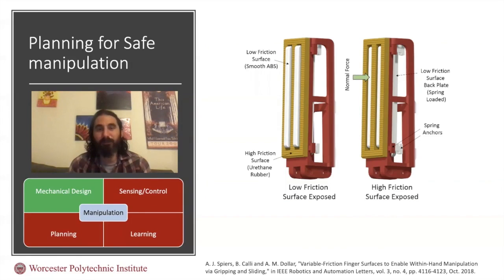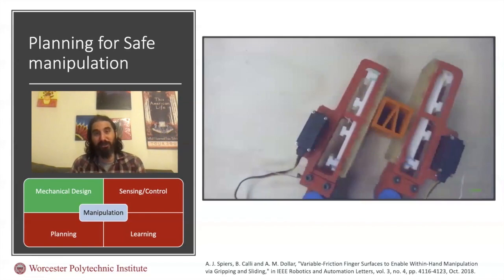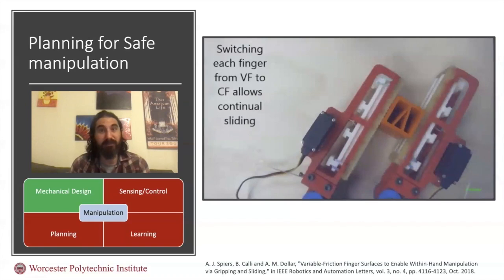In order to achieve this very fundamental within-hand manipulation action, we have designed a system that can change the effective friction of the contact surface. This was a design with two interlaced surfaces, and we were able to retract one of the surfaces so that we can switch from low friction to high friction or high friction to low friction. This system allowed us to achieve controlled within-hand sliding in a very reliable way.